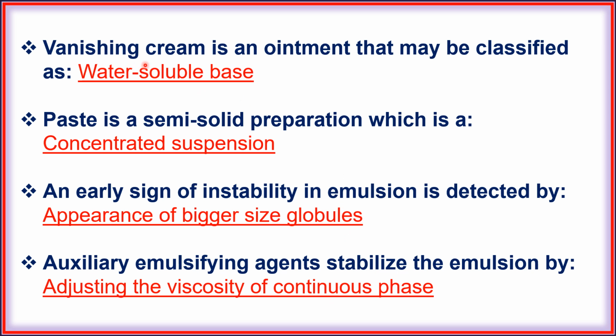Next, vanishing cream is an ointment that may be classified as a water-soluble base. Next, paste is a semi-solid preparation which is a concentrated suspension. Next, an early sign of instability in emulsion is detected by the appearance of bigger size globules. Next, auxiliary emulsifying agents stabilize the emulsion by adjusting the viscosity of the continuous phase.